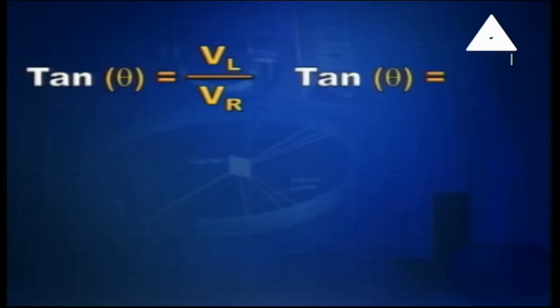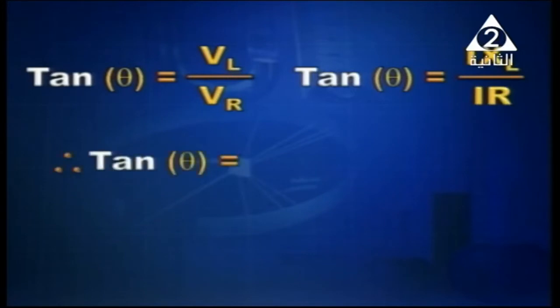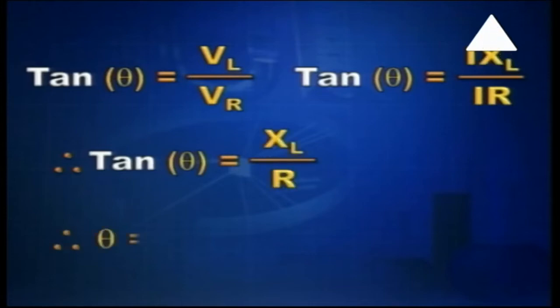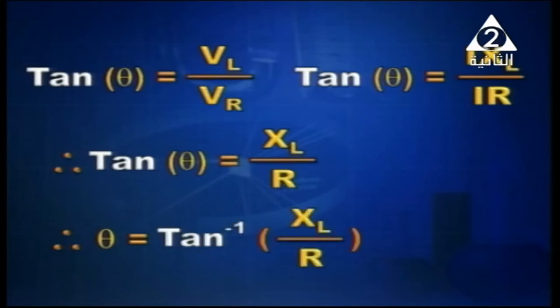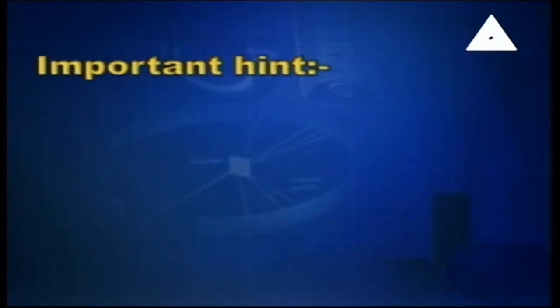Okay, so tan theta equals IXL over IR. I will be crossed out, so tan theta equals XL over R. And theta is given by tan^-1 of (XL over R). Important hints here. We've got something important to bear in mind.